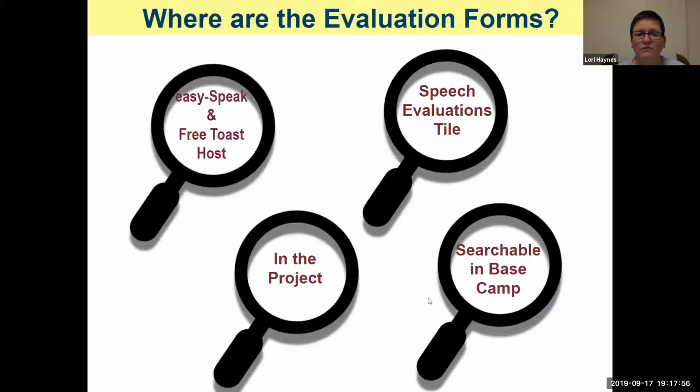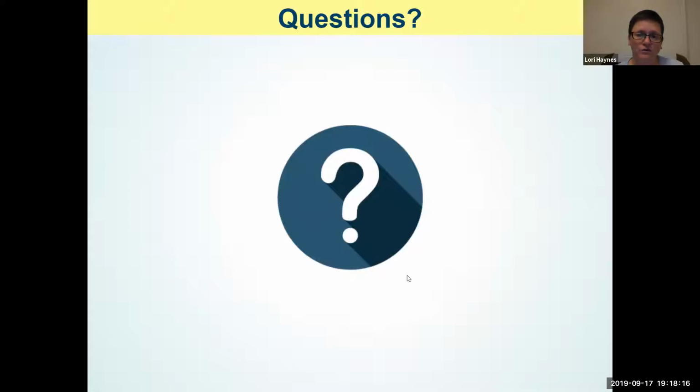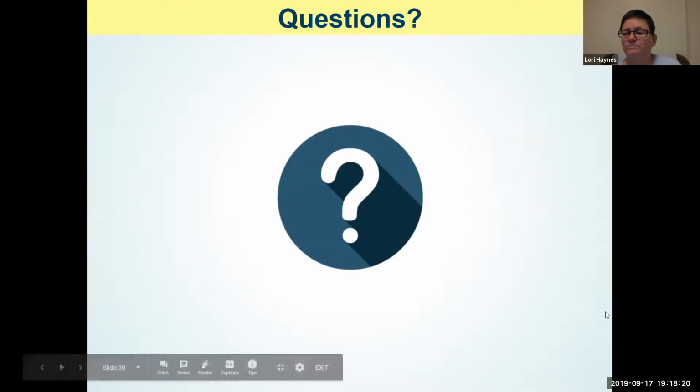So, wow, lots of places to find the evaluation forms. So I think that's cool. That way, no matter where we are, we can get to them fast. If we're evaluating someone that has a project we don't have, we can still find it. We can help our teammates, our club mates. Lots of options with finding the evaluation forms. Any questions on that part?